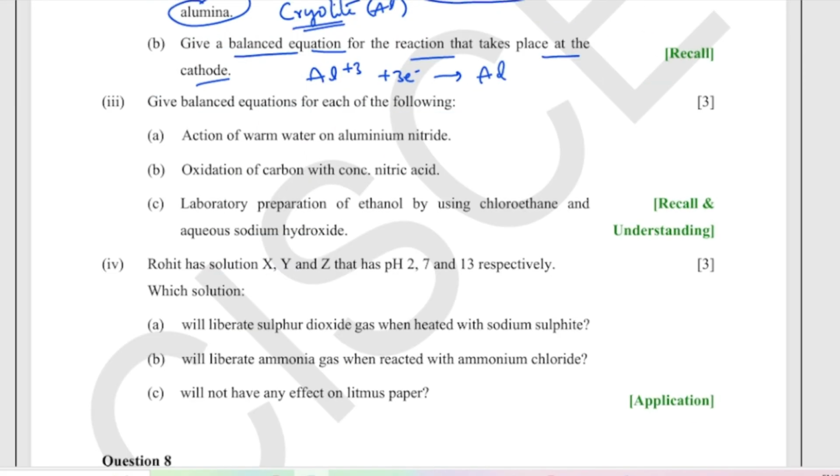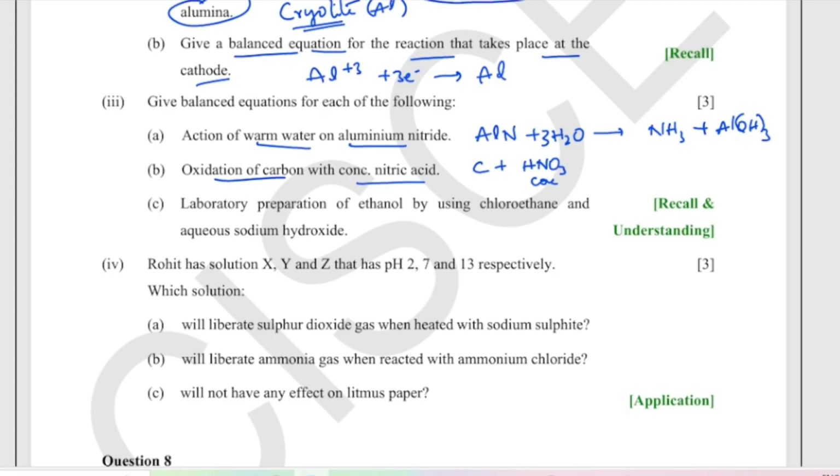Next, give balanced equations for the following reactions. Action of warm water on aluminum nitride. Aluminum nitride plus warm water, basically it is the preparation of ammonia gas, NH3, plus aluminum hydroxide. To balance the equation, write 3 here. Next, oxidation of carbon with nitric acid. Carbon with concentrated nitric acid gives carbon dioxide plus NO2 plus H2O. For balancing, 4HNO3, 4NO2, 2H2O.